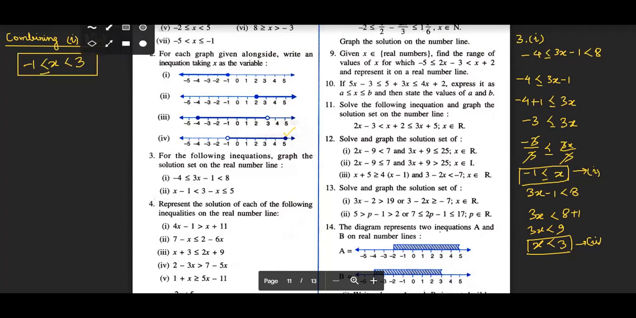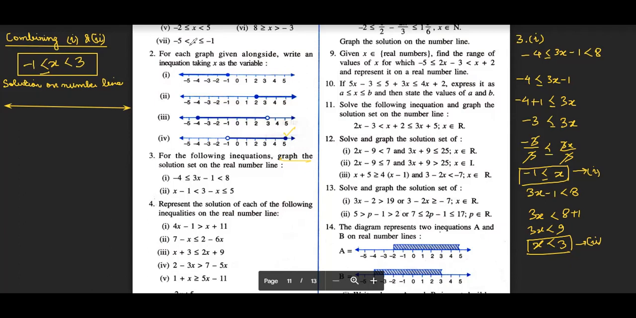Now what do we have to do with this? What has been said: graph the solution set on the real number line. We have to plot this on the number line. We will do it very comfortably. Solution on the number line. So what we will do? Give a heading, solution on number line. So we have to show -1. Also we have to show 3.